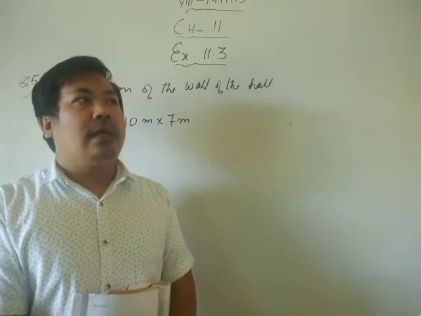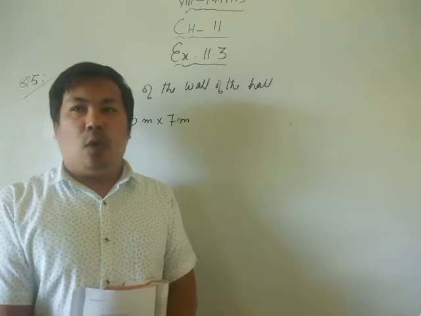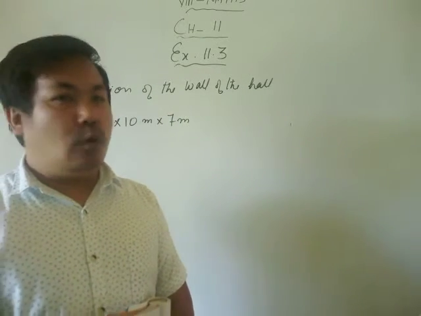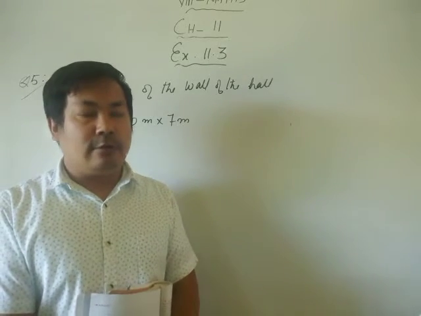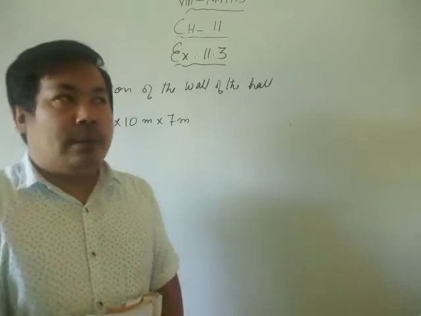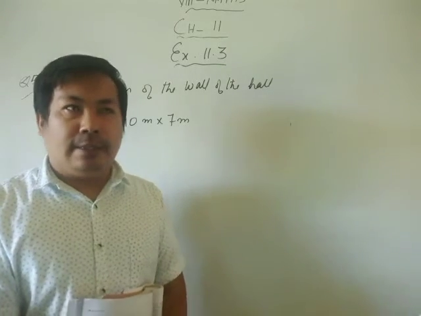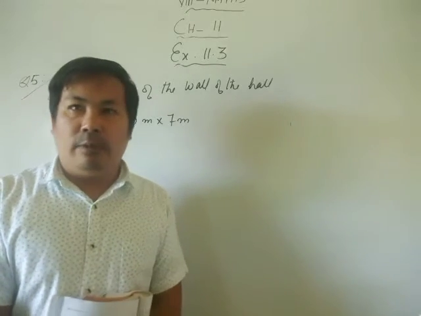And again, we have to find out how many cans of paint are required. One can paints up to 100 meters square. So then we have to find out how many cans are there. First of all, how much surface area is to be painted.